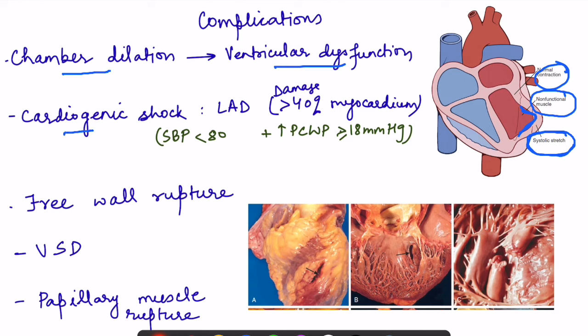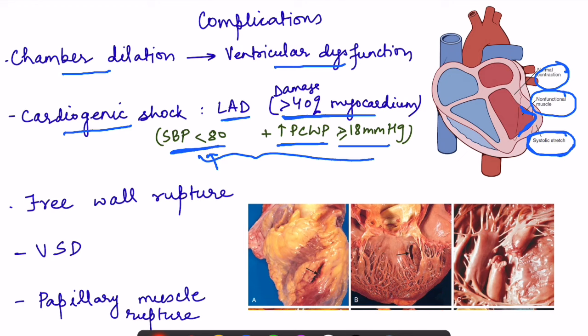Then second is cardiogenic shock. Cardiogenic shock occurs especially with involvement of the left anterior descending artery, because a lot of the myocardial muscle is involved, and damage can be greater than approximately 40% of the myocardium. So when this much myocardium is involved, only then do we get cardiogenic shock. The features are systolic blood pressure falling below 80 millimeter mercury with an increase in the pulmonary capillary wedge pressure greater than 18 millimeter mercury. Okay, only a fall in systolic blood pressure should not be taken as a sign of cardiogenic shock. We see both the features: systolic blood pressure less than 80 millimeter mercury and rise in the pulmonary capillary wedge pressure greater than 18 millimeter mercury.